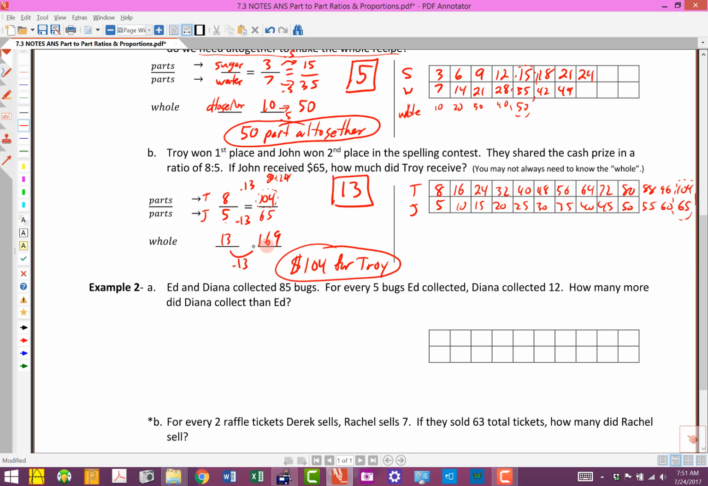Yeah, that whole thing right there. If they had said something like, how much did they win altogether? How much was the prize money or something like that? The prize money was $169 altogether. So keep stuff like that in mind.